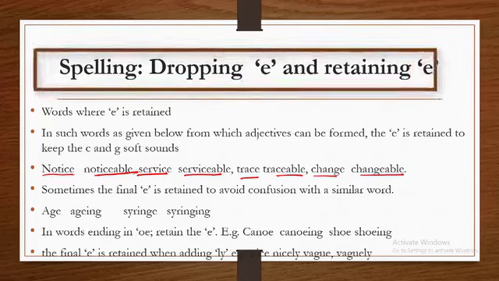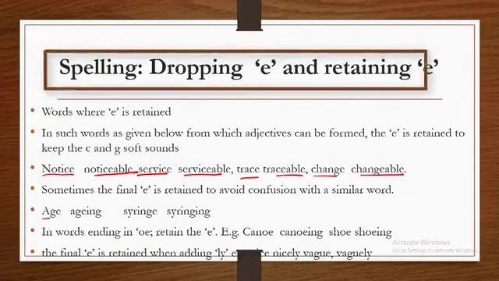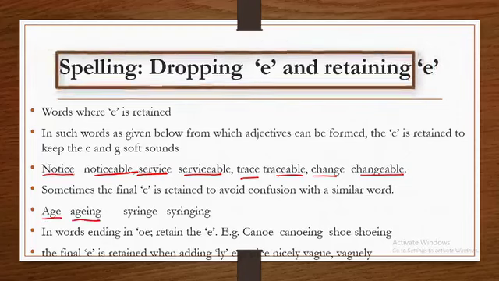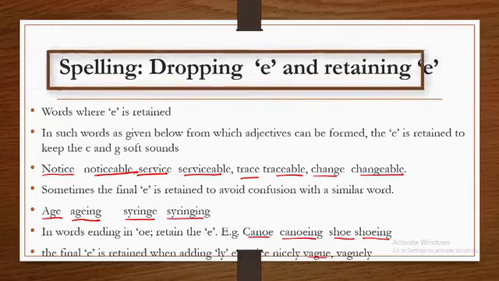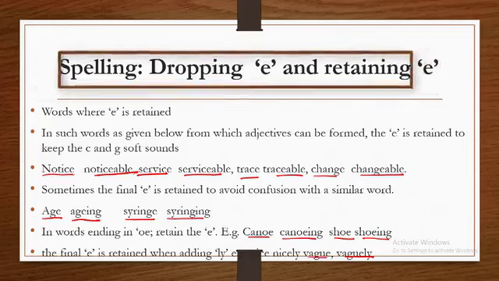Also, in the word age, we retain the E: aging. Syringe, syringing. Singe, singeing. Shoe, shoeing. Then also in words like nice, nicely; vague, and also vaguely. So these are situations where we retain the E in the course of the spelling.